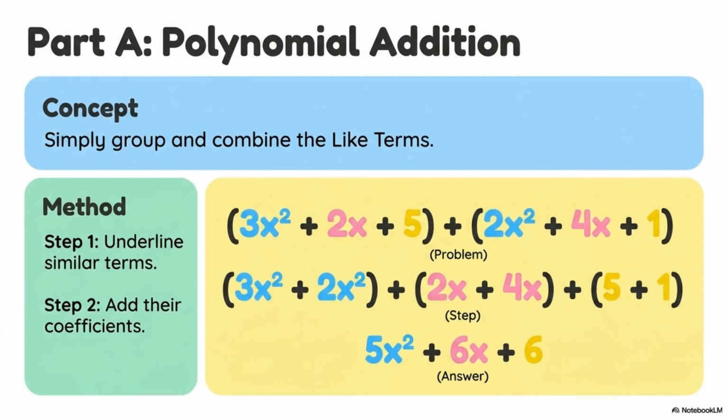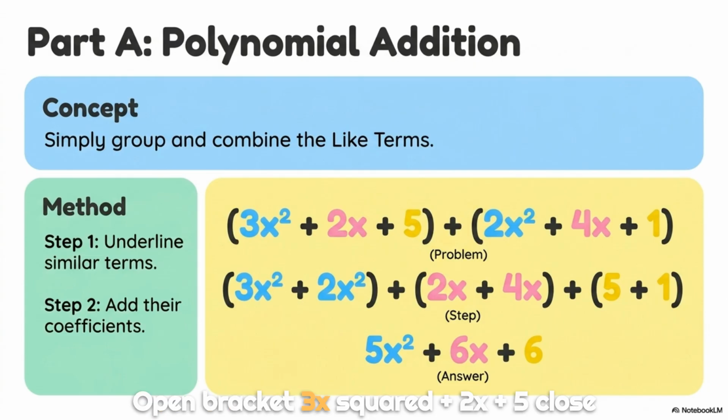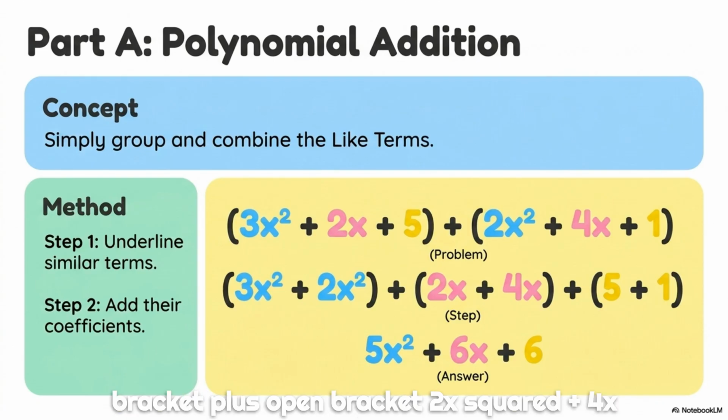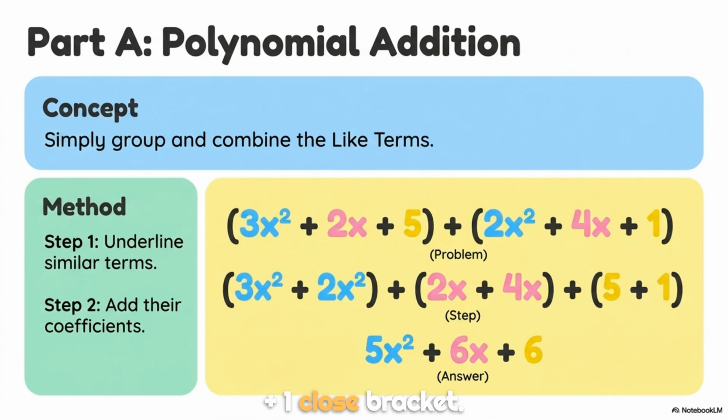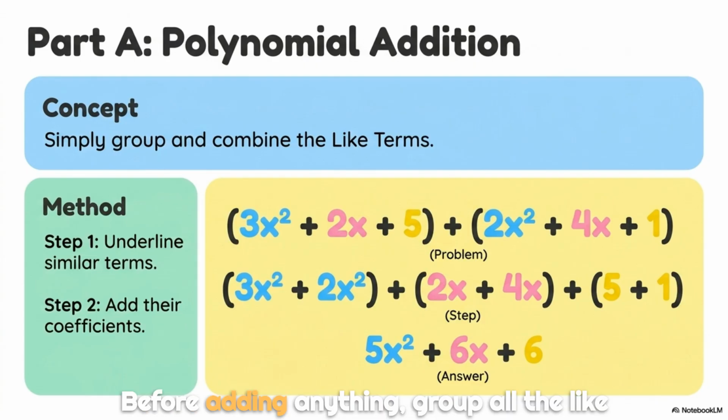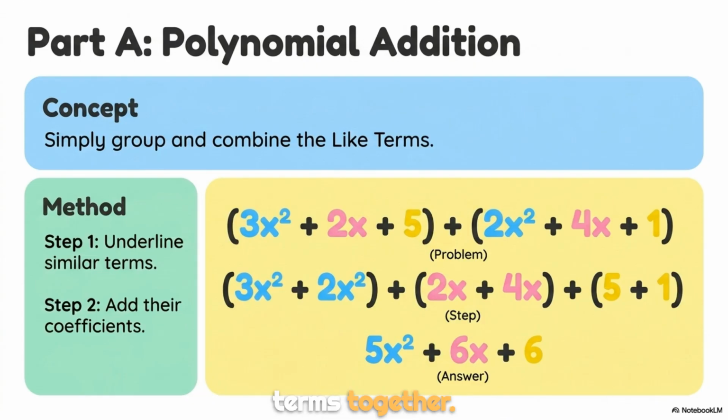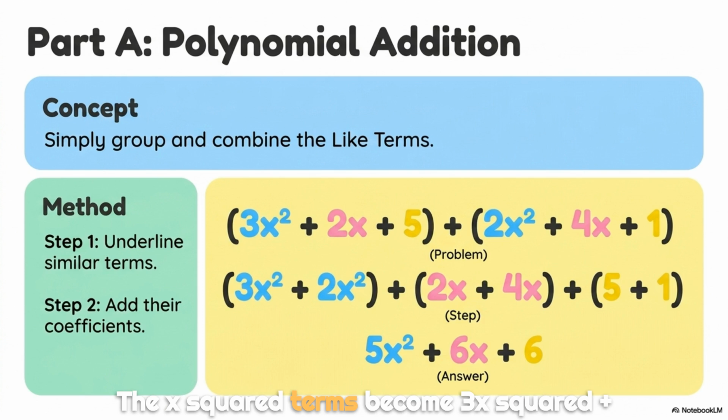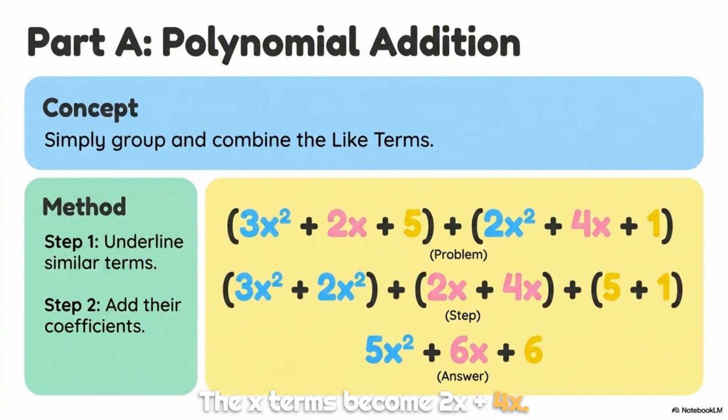Consider this example. (3x² + 2x + 5) + (2x² + 4x + 1). Before adding anything, group all the like terms together. The x squared terms become 3x² + 2x². The x terms become 2x + 4x. Finally, the constants become 5 + 1.